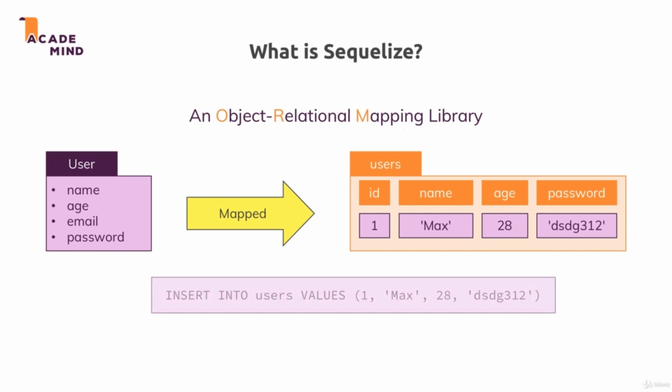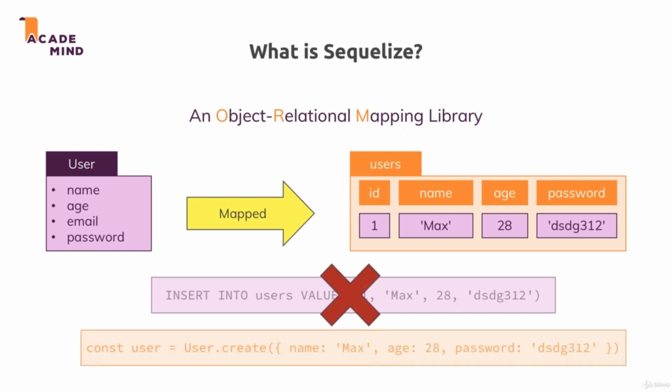And when we create a new user, for example, we simply call a method on that user JavaScript object, and Sequelize executes the SQL query or the SQL command that is required. So instead of writing this on our own, we simply create a JavaScript object and work with that. And here would be one example using Sequelize to create a new user, which would behind the scenes execute the SQL code we don't have to write.